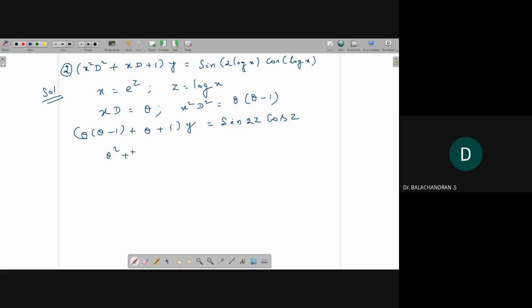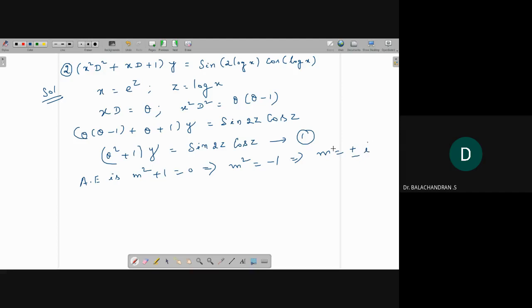Okay, now theta square minus theta plus theta gets cancelled. Theta square plus 1 into y equal to sine 2z into cos z. I call this 1. Actually, this is a second order linear differential equation with constant coefficients. Now the auxiliary equation is m square plus 1 equal to 0, m square equal to minus 1. This implies m equal to plus or minus i. CF is e power 0z into c1 into cos z plus c2 into sin z.